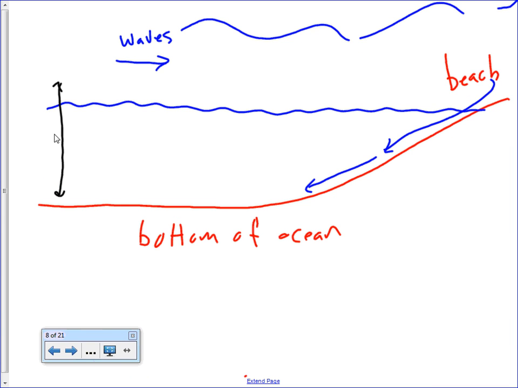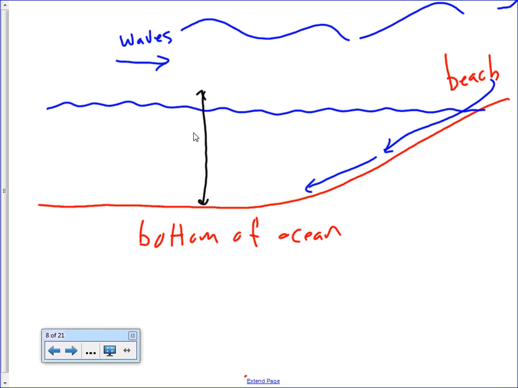So this is what I was talking about. Here's the amplitude of the wave, and when you've got your tsunami, it starts out here in the deep ocean, and then you can see what's going to happen as the wave comes in. Pretty soon you have this much energy in this much space, and that's, of course, where you get problems.